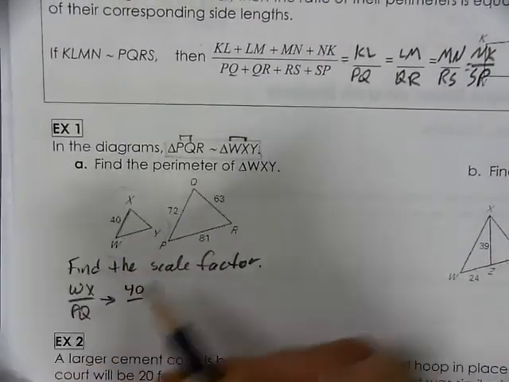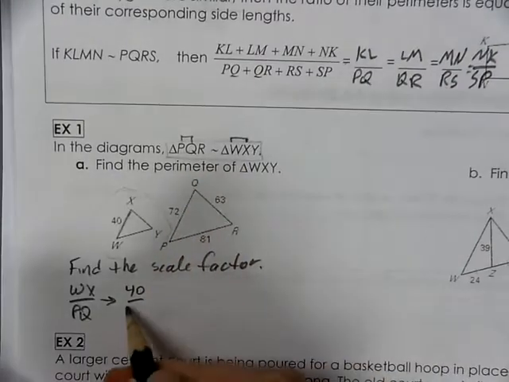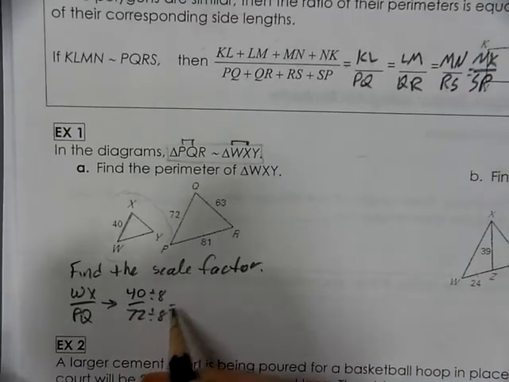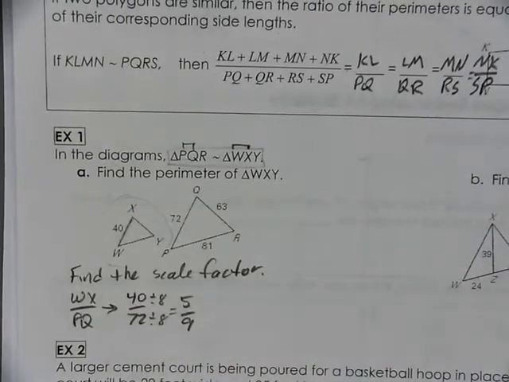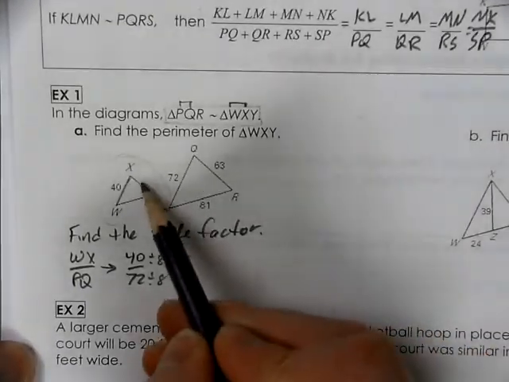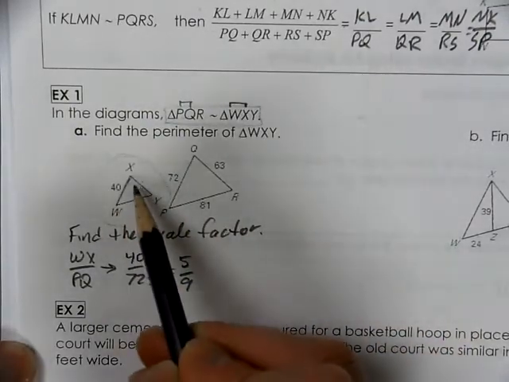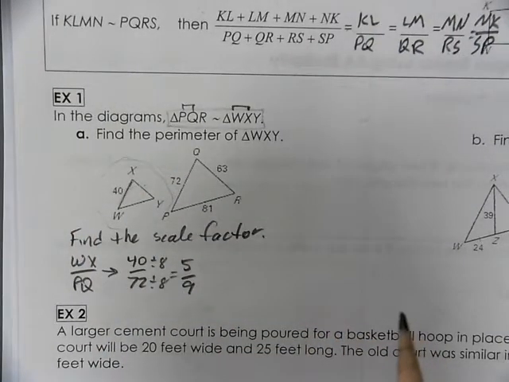So that makes 40 over PQ is 72. We can divide that by 8. Divide that by 8. 5/9. So the scale factor is 5/9. We could use that scale factor to help us find the missing sides. Make two sets of proportions, solve them out, and we could then add up to figure out our perimeter. There would be a common way to do it.